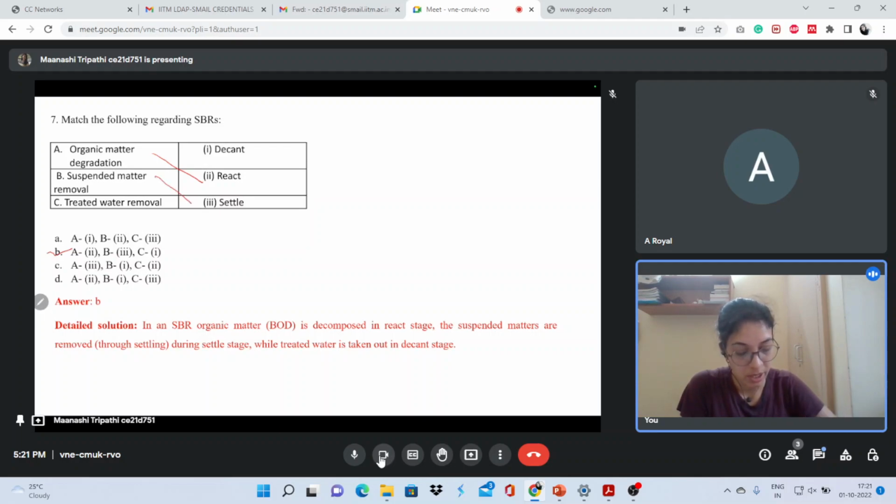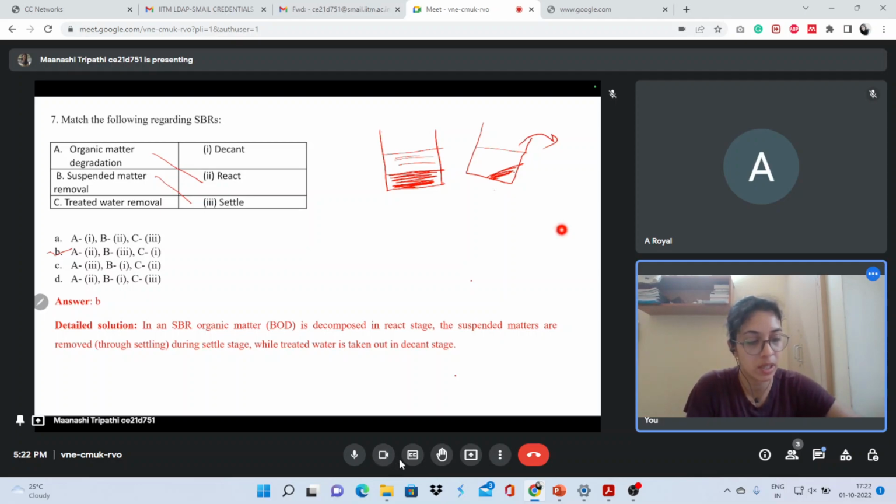And what happens in decant? What do you mean by decant? All the solids will have settled down, so there will be water above that. So we will just tilt this. This is your sludge. Water is there. Water will come out. So this is what we call decant. What happens in decant? Treated water is removed. Moving towards the next question.